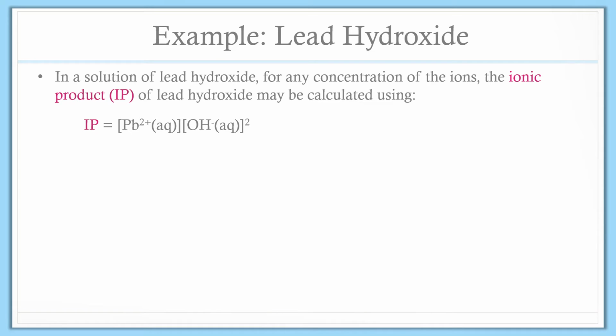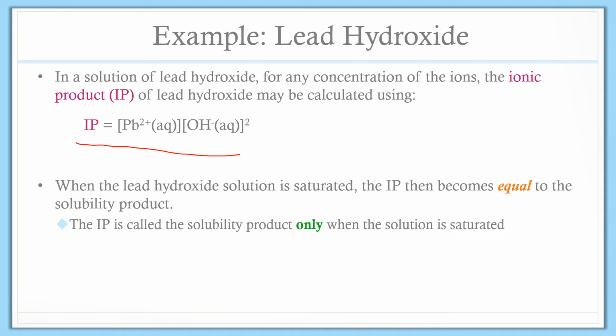So far, simple enough. If you think about a solution of lead hydroxide, you can calculate the ionic product like this. And it looks, like I said, very similar to how you calculate Ks. The difference is that ionic product can be calculated for solutions that are not at saturation, not even at equilibrium. If the lead hydroxide solution is saturated, then the solubility product and ionic product will be equal to each other. So in saturated solutions, they are exactly the same. In fact, you call the ionic product the solubility product only when the solution is saturated.